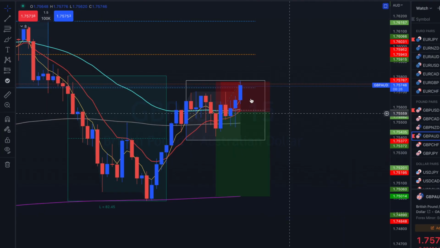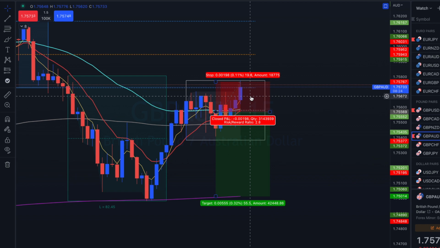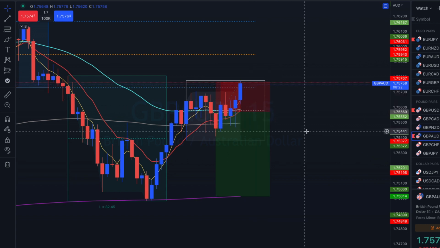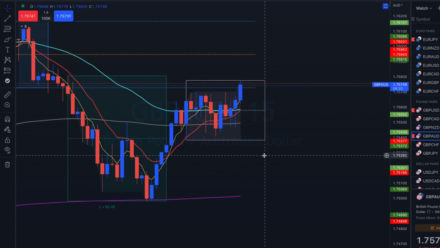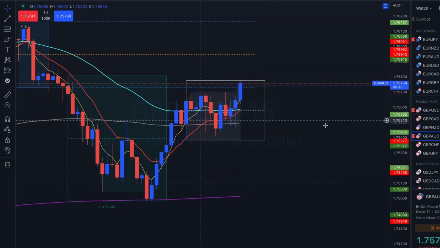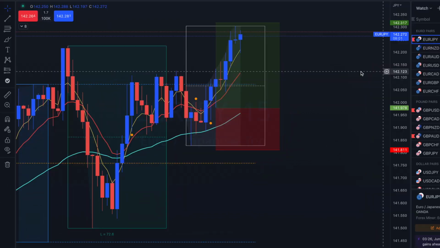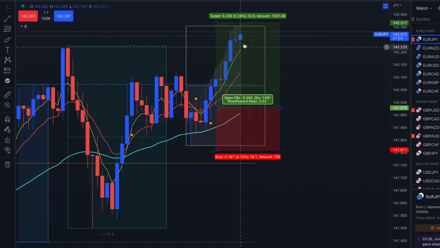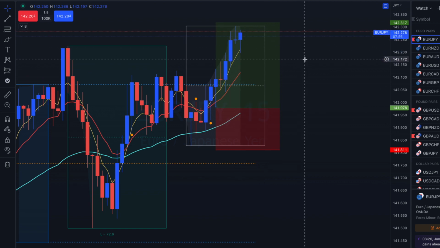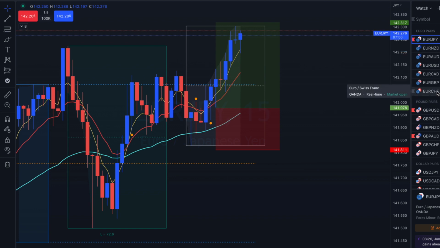All right, guys. So as you see, Pound AUD got taken out. And so that's it. That'll be it for this particular trade. On Euro JPY, we got taken out here as well, which is fine. I'm happy with it. And that's it. The trading day essentially for the US session is over for me. So 1 win, 1 loss.